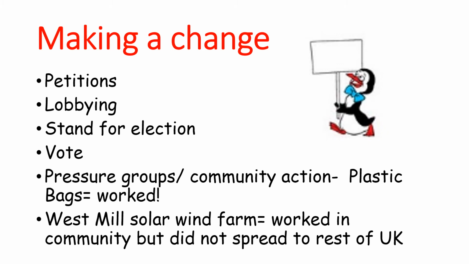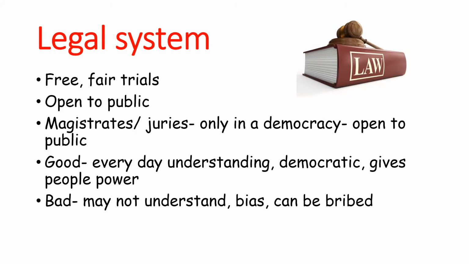One that's been partly successful in the community is the Westmill Solar and Wind Farm. They're a local community who campaigned to have wind turbines and solar panels installed, and it grew so that 4,000 people in the village are now reliant 100% on renewable energy, which is absolutely brilliant for their local community. However, it didn't spread to the rest of the UK.